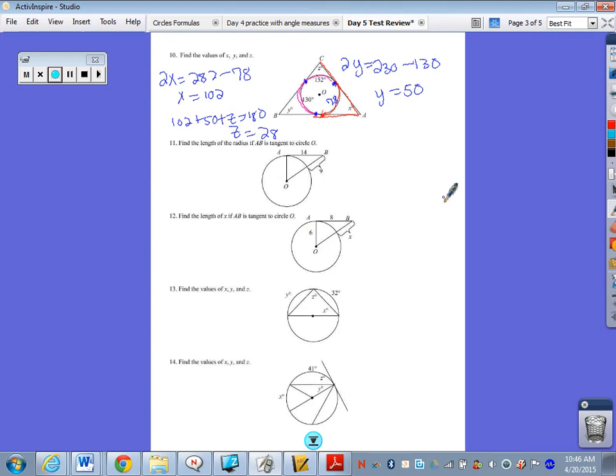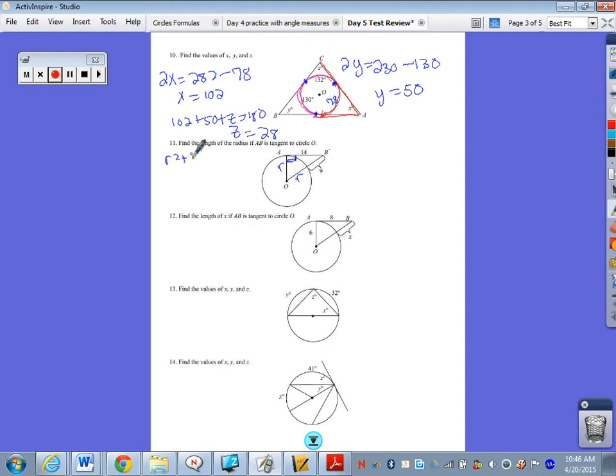Okay, so number 11, we need to find the length of the radius if AB is tangent to the circle. So we don't have the radius, so I'm going to call that r, and this is also a radius, so I'm going to call that r. And we're going to do Pythagorean theorem, and in this case, we're going to have our 2 r's. So when I do this one, this is our long one. So C, draw your right angle in. The right angle is between the radius and the tangent. So my C is my r plus 9.